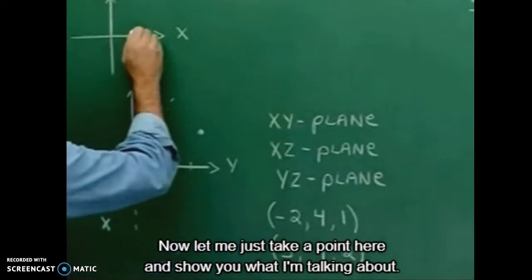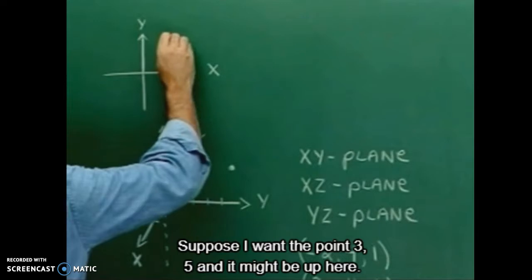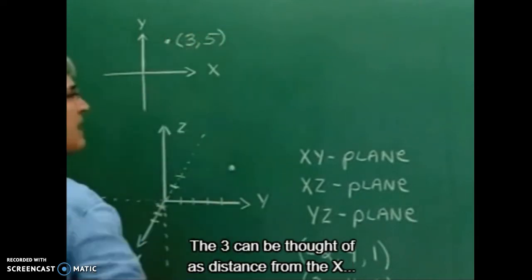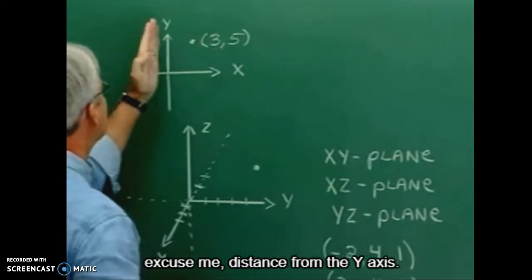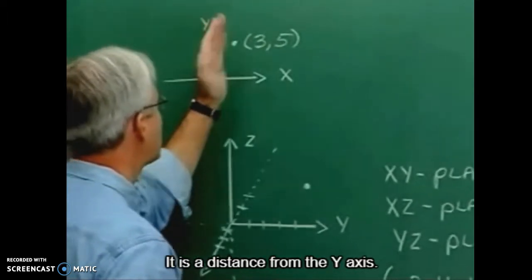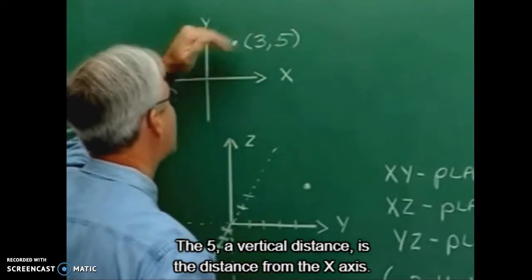Now, let me just take a point here and show you what I'm talking about. Suppose I want the point 3,5, and it might be up here. The 3 can be thought of as distance from the y-axis. So it is a horizontal distance. It is a distance from the y-axis. The 5, a vertical distance, is the distance from the x-axis.